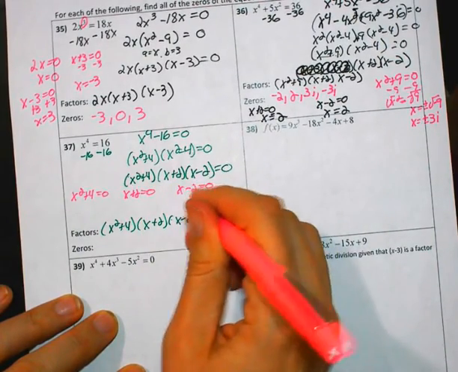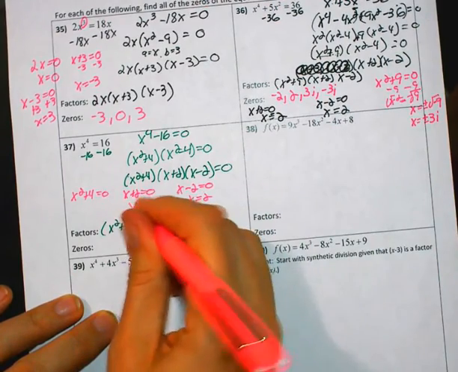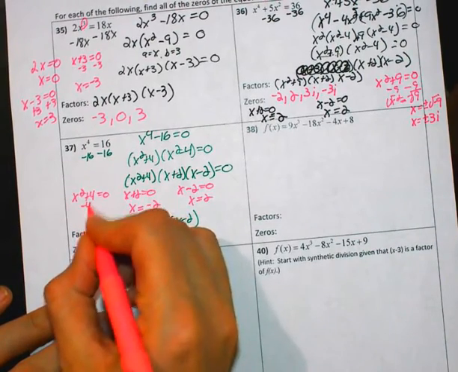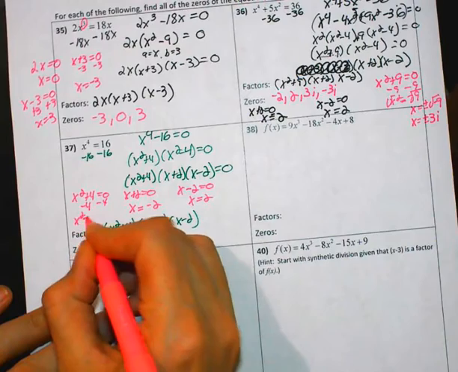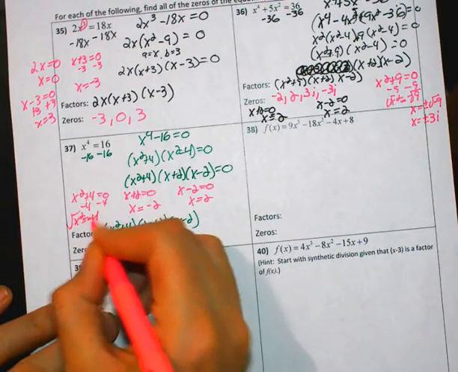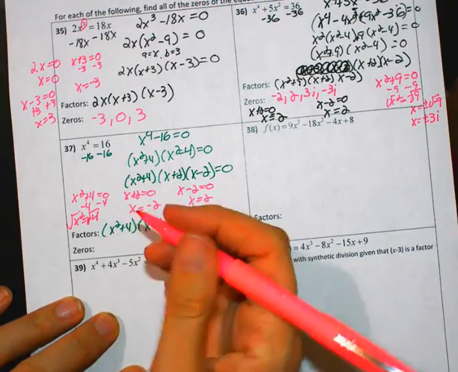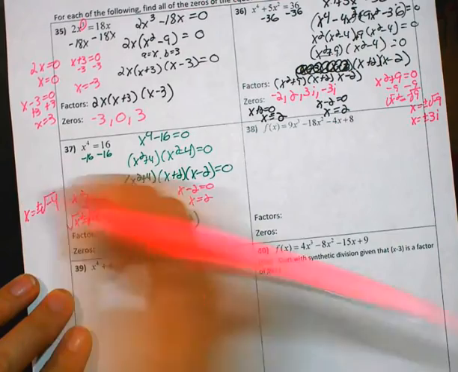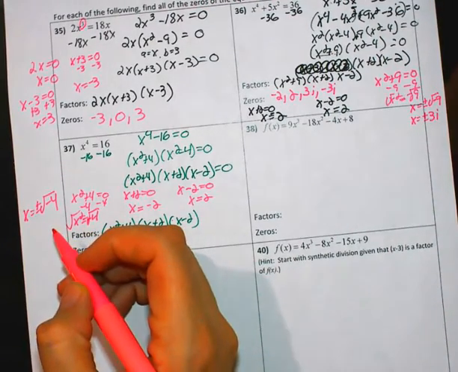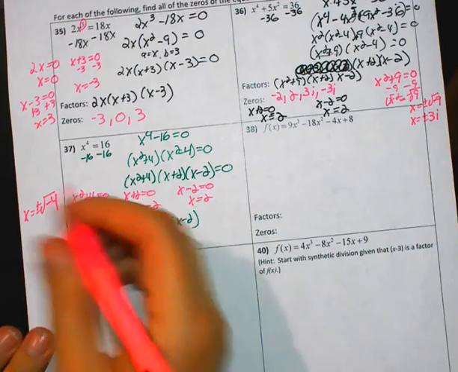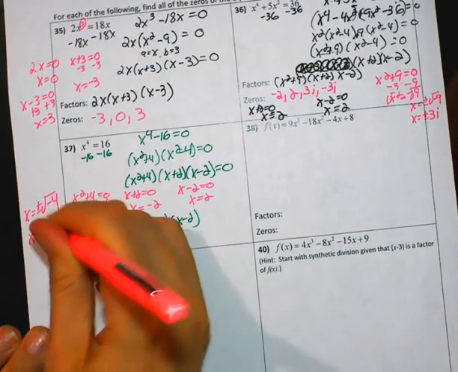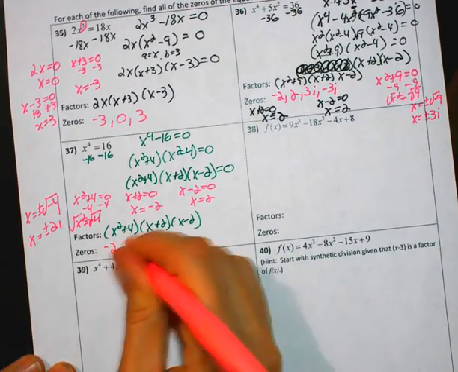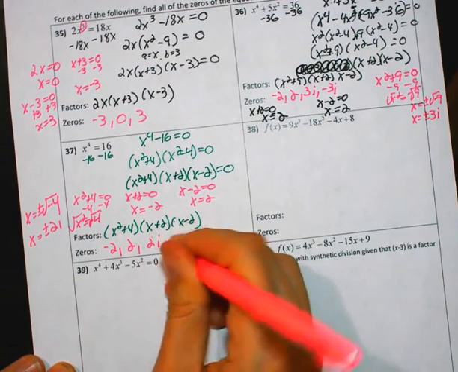So plus 2 on both sides is going to give me x equals 2. Minus 2 on both sides is going to give me x equals -2. And then here we're going to minus the 4. X squared equals -4. Square root both sides. So that gives me plus or minus the square root of -4. Well, we know that the square root of -1 is i, and the square root of 4 is 2. So x equals plus or minus 2i. So my zeros are -2, 2, 2i, and -2i.